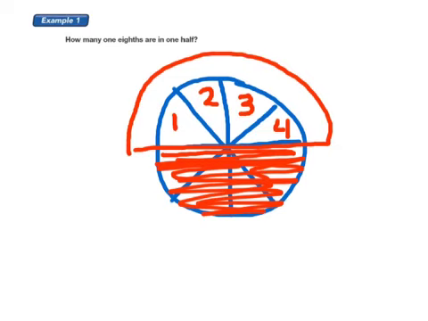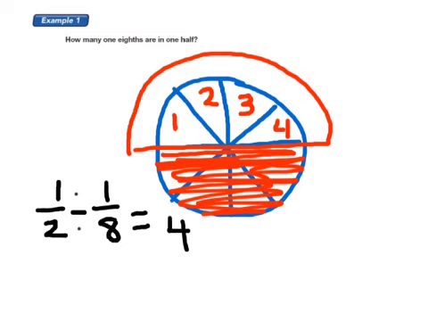We can also do this as a division problem. 1/2 divided by 1/8 equals 4. Now I know you're looking at that division problem going, how did she get 4?